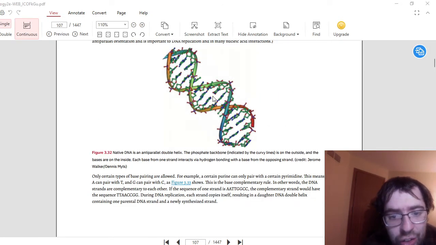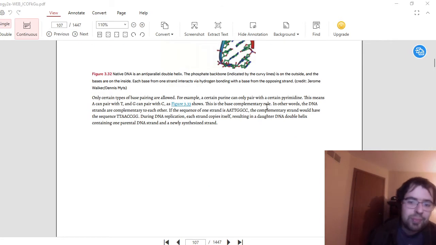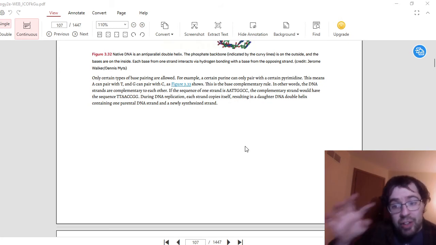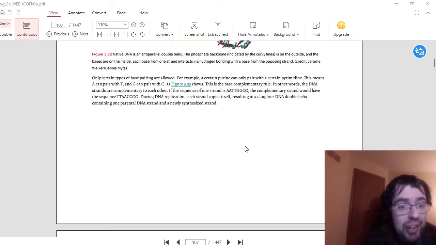Essentially, see these two that are kind of connected, they're attracted to each other? Well, if this is adenine, this has to be thymine. Or if this is cytosine, this has to be guanine. This cannot be adenine and this cannot be cytosine. It just can't happen. This is the base complementary rule. In other words, the DNA strands are complementary to each other. If the sequence of one strand is AATTGGCC, the complementary strand has to be TTAACCGG.